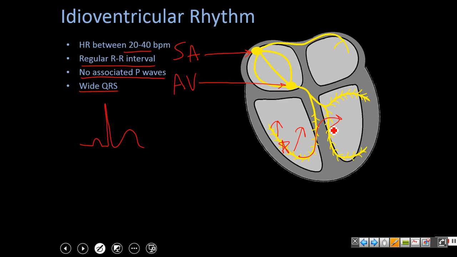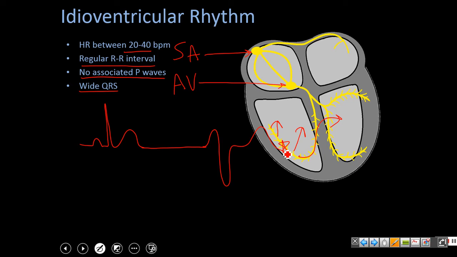QRS complex. So if you were in sinus rhythm and your SA node stopped functioning, assuming the AV node didn't pace the heart, you would expect that the ventricles would hopefully pace the heart. And what you're going to see is a really wide and bizarre QRS complex. And we would call this a ventricular escape beat. You can see there's no P wave in front of it. It's noticeably wider than their normal QRS complexes.